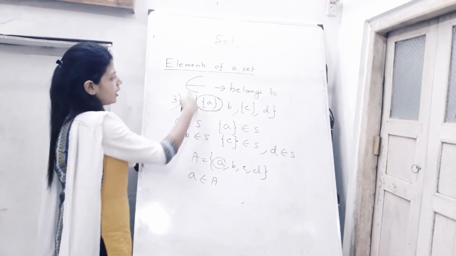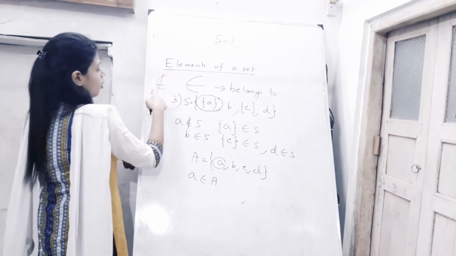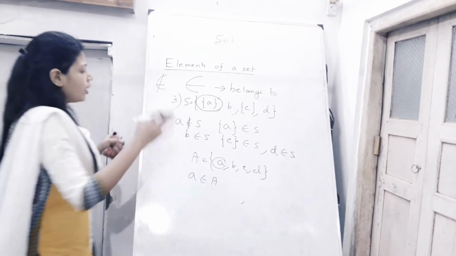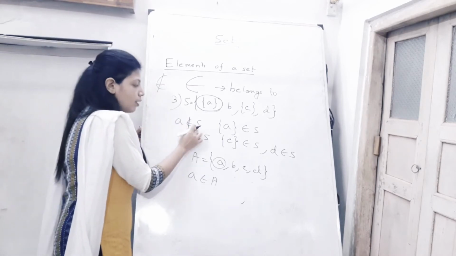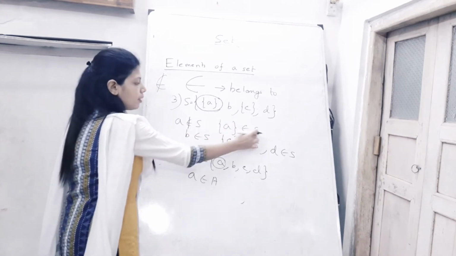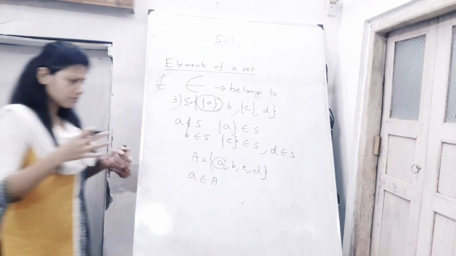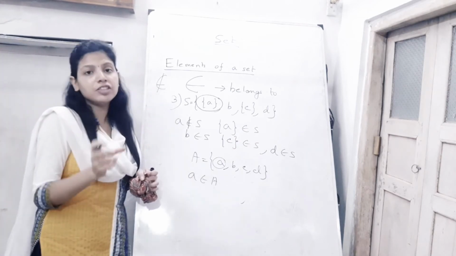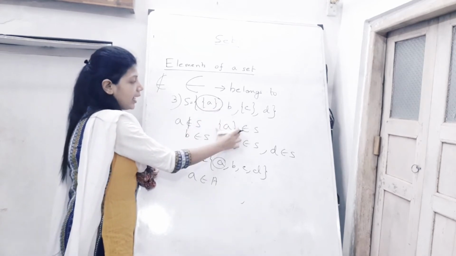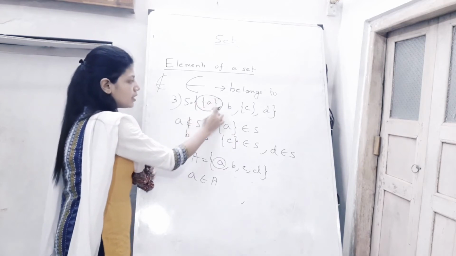This one the notation is belongs to and this one is does not belong to. Just like equals to, not equals to. So here A does not belong to S, but the set, the element here, that one belongs to S. Sorry. So whatever the element will be, you have to write the whole here. You can't take just part of the element from the element set.